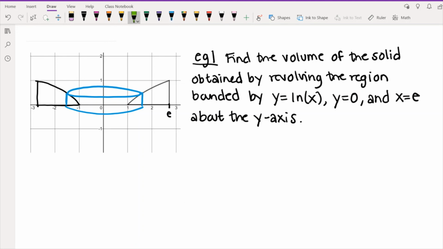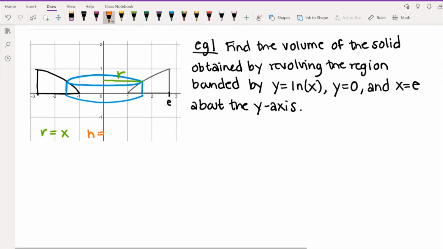So we have our radius. The radius in this case is just going to be equal to x because we revolved around the y-axis. So really the radius is the same as whatever x value we're on. And we want to include all of the possible x values. The bounds will take care of the fact that this starts at 1. And then what is the height going to be? Well, the height is just equal to the function, which is ln of x.